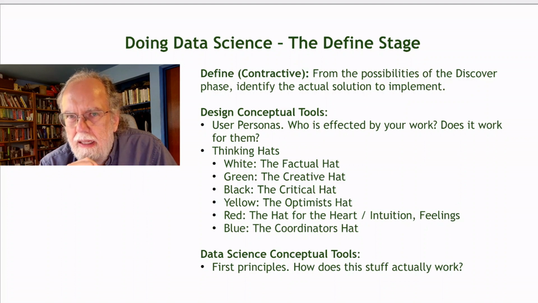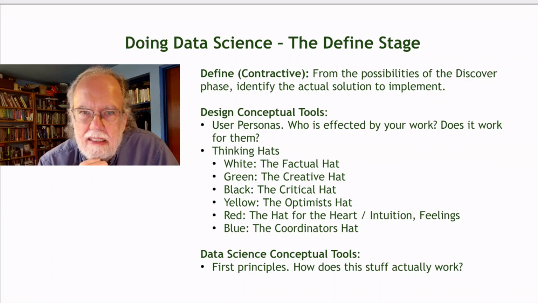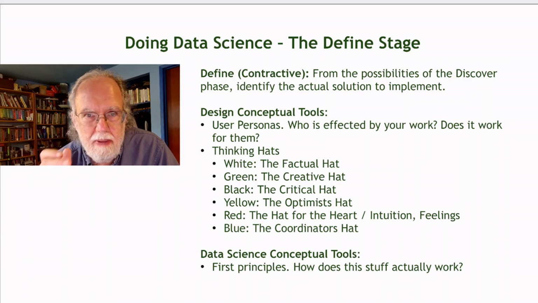Lastly, they've got the blue of the coordinator's hat. Now, what you can do with thinking hats is to very intentionally put them on and off, and be willing to wear the black hat for a while and then wear the yellow hat for a while, possibly different members of the team picking up the hat at different times. On the data science side, we've got first principles we have to care a lot about. Data science is really bad when it comes to cargo cult programming. If I want to do something innovative, I have to know how it actually works.